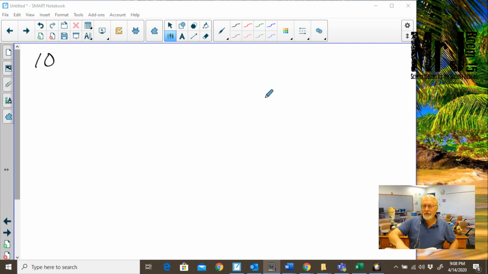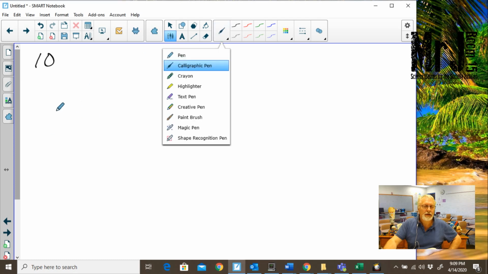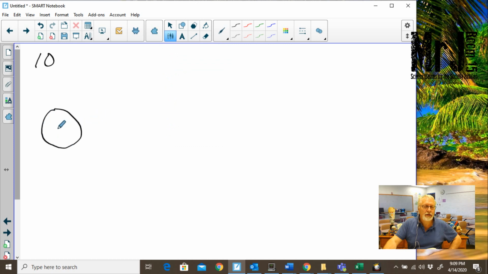Oh, here we go. A gravitational force of 900 newtons acts on a man standing on the surface of a planet of radius r. What is the gravitational force at 3r from the center of the planet? Let me get my pen again. Here's my planet, here's my astronaut, and we know the force is equal to 900. Then we're going to go to 3R. This is 1R, here's another R, and here's another R.